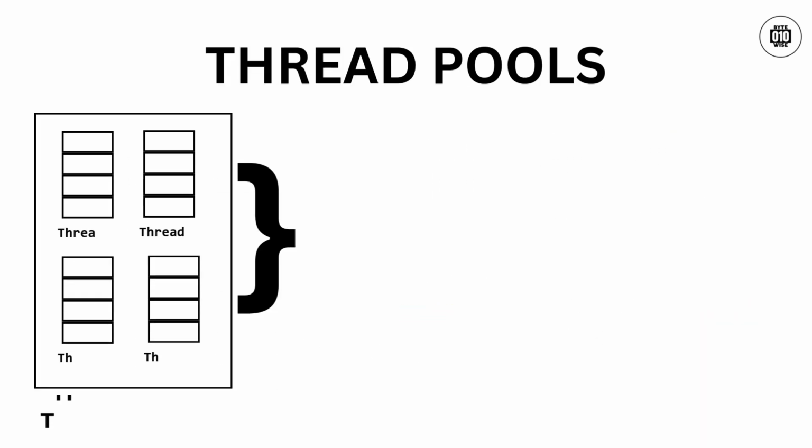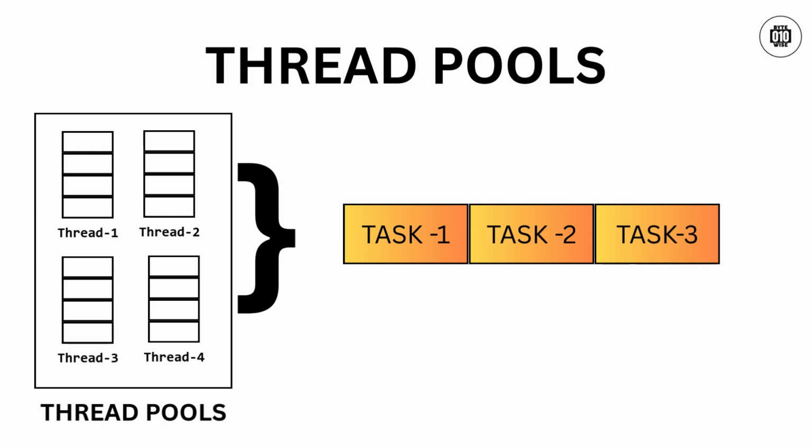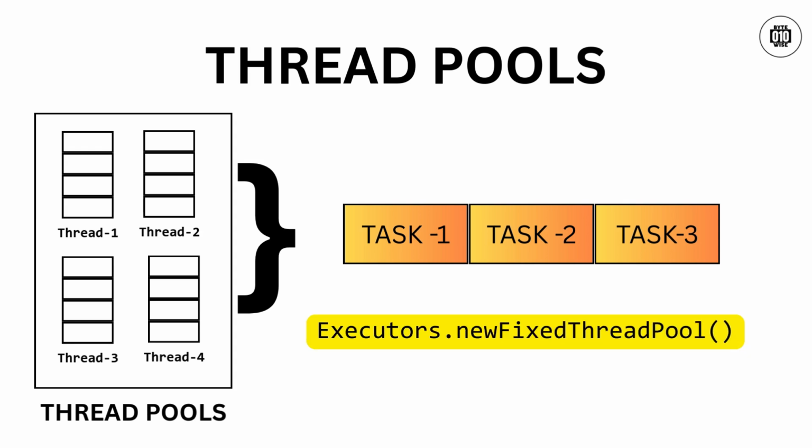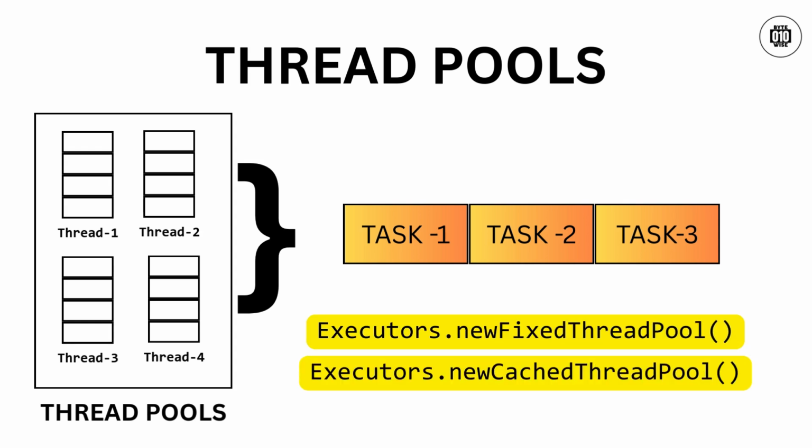So, how do you manage these costs? The first step is to use thread pools instead of creating threads manually. Thread pools reuse a fixed number of threads for multiple tasks, reducing creation and teardown overhead. You can use Executors.newFixedThreadPool or Executors.newCachedThreadPool depending on your workload.